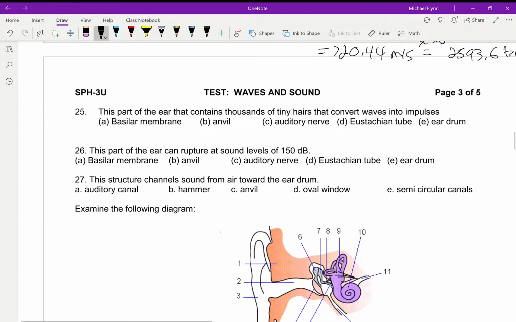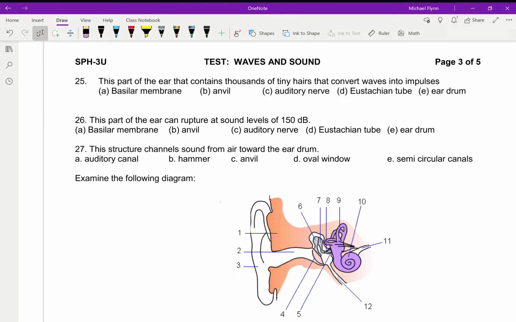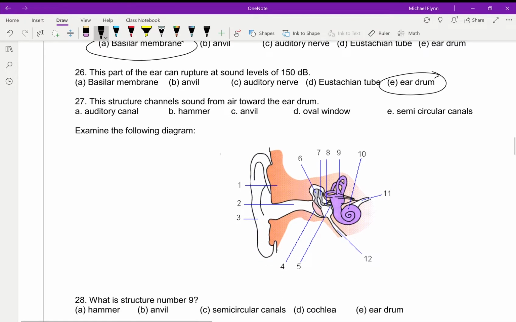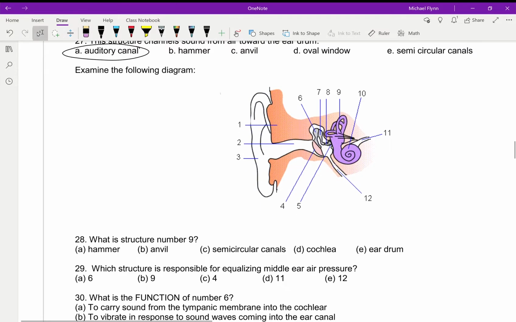All right, moving on. The part of the ear that contains thousands of tiny hairs is definitely the basilar membrane, or the cochlea. The basilar membrane is in the cochlea, but the cochlea is not an option, so we're going to use basilar membrane. This part of the ear would rupture at 150 decibels. That's the eardrum. This structure channels sound from the air towards the eardrum. That's called the auditory canal. Okay, that's structure number 2 in that picture.